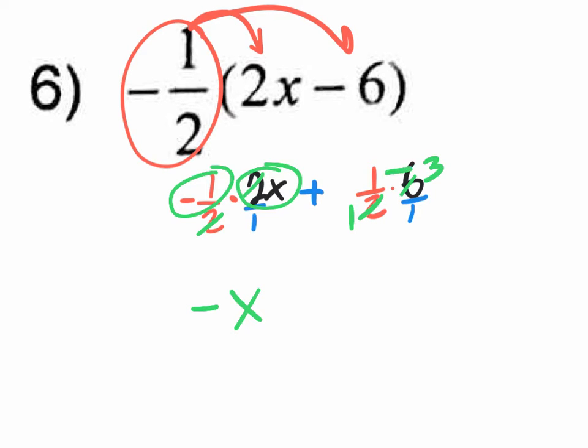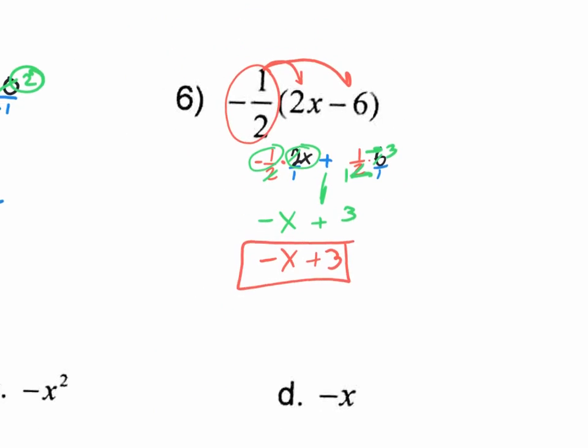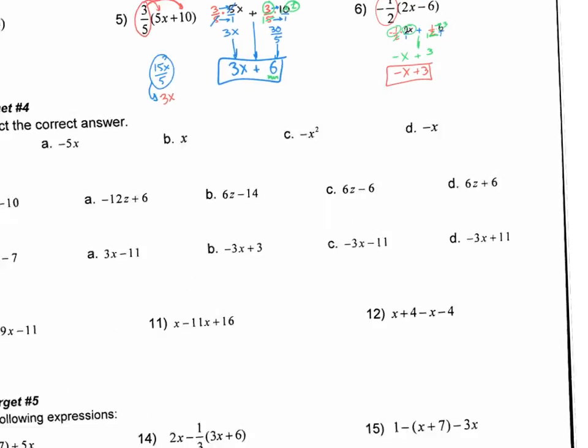So multiply top with the top. 1 times 3 is 3. 1 times 1 is 1. You don't even need it. There is a plus sign between it. So here's our answer, negative x plus 3. Is there any others that you'd like to see on this worksheet?